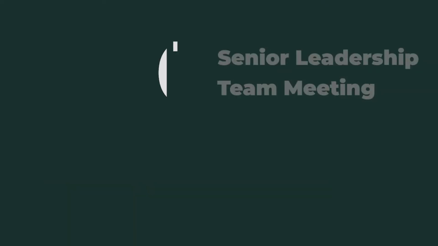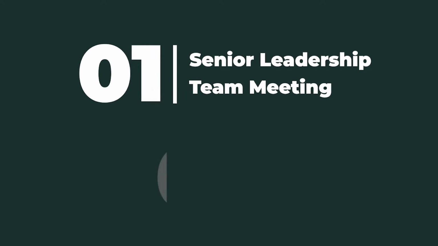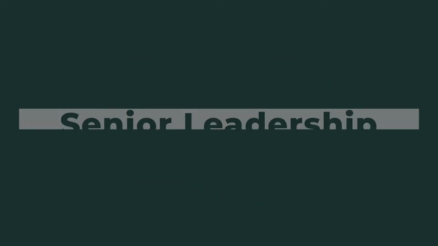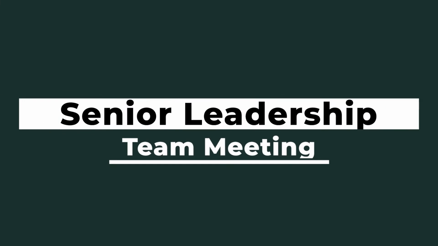So I'm actually going to use 2 examples today to show you how we do agreement tracking. And the 2 examples are the senior leadership team meeting and then the one-on-one project. And again, both of these things will leverage Asana as a tool. So I'll start out with the senior leadership team meeting. We call it the SLT meeting, senior leadership team.